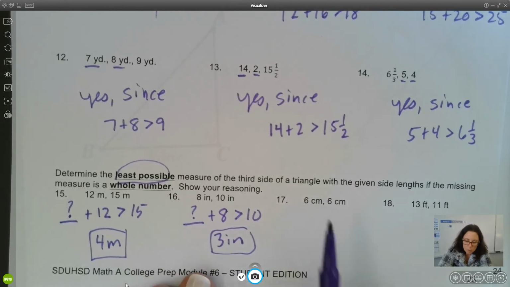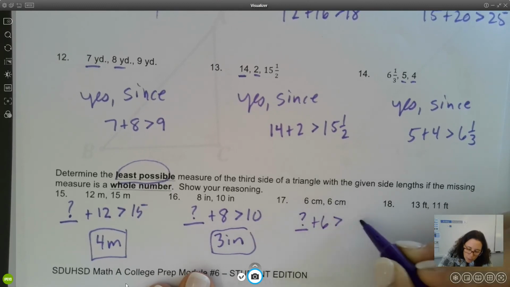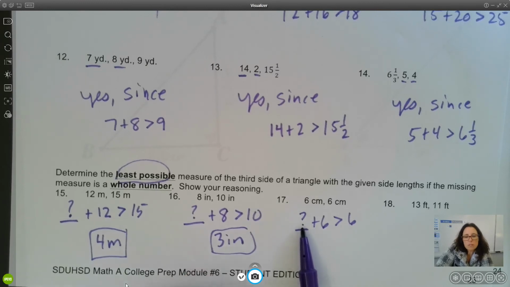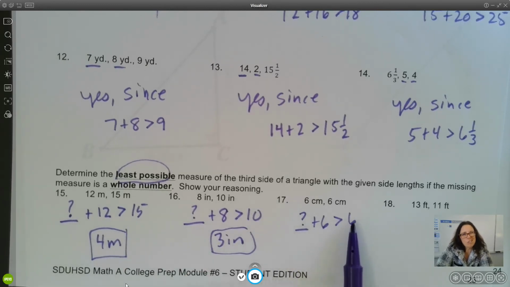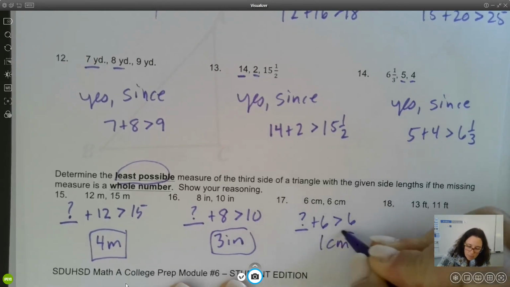Okay, let's look at this one. Question mark plus 6 is greater than 6. Okay, it obviously can't be 0. If I put 0 in there, there's no third side, right? And 6 is greater than 6? No. Okay, but if we put a 1 in there, ooh, that works. If I put a 5 in there, that works. If I put a 10 in there, that works. But the smallest, the least, is 1 centimeter.